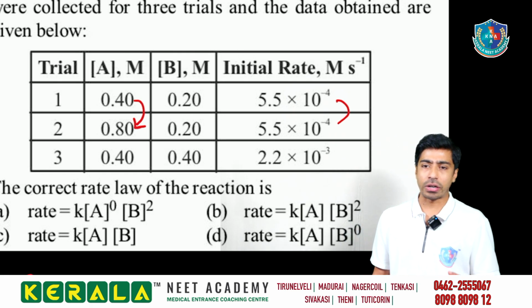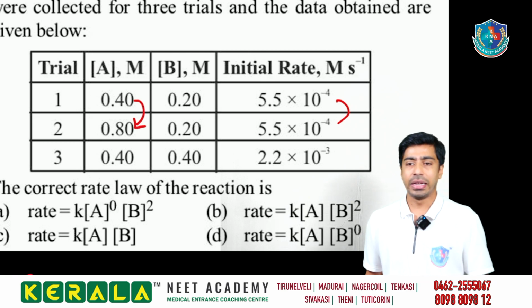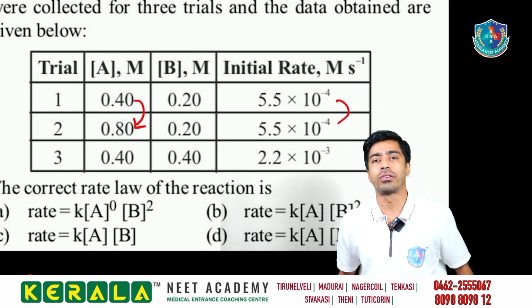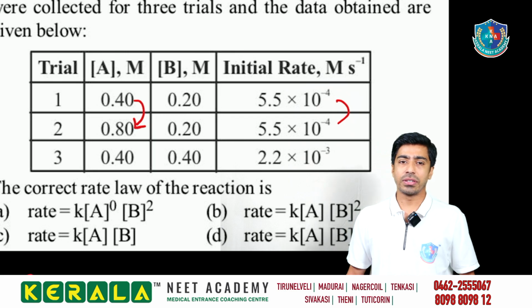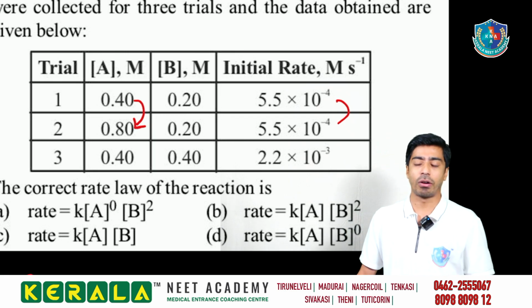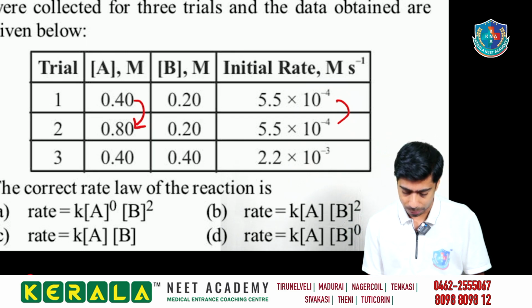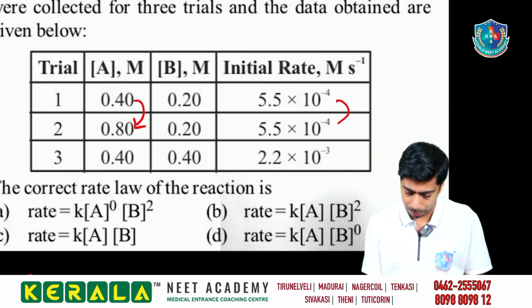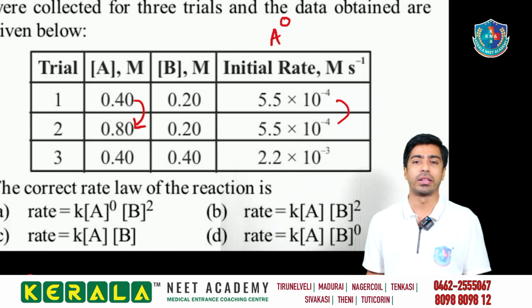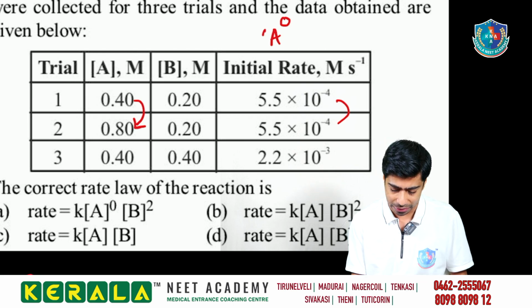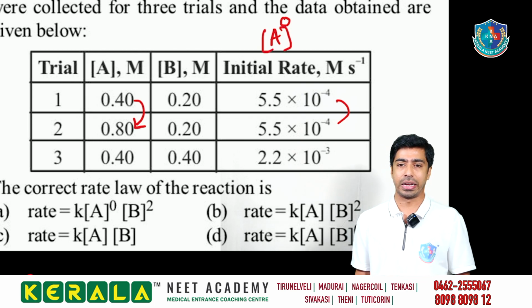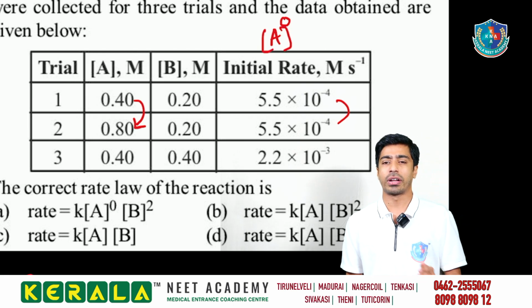Which means when the concentration of A is increased, it is not influencing the rate of the reaction. And hence, the reaction rate is independent of the concentration of A. So now we can say that it will be A to the power 0, because A will not be involved in the rate equation. Because if A is involved, then that will influence the rate. Anyhow, the concentration of A is not influencing.